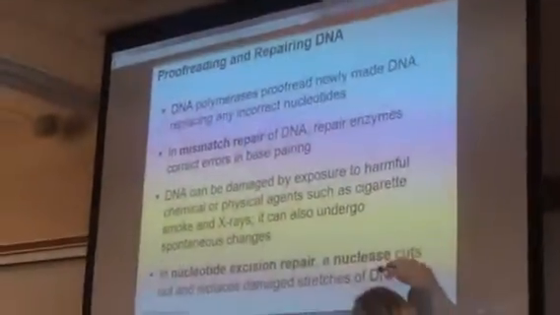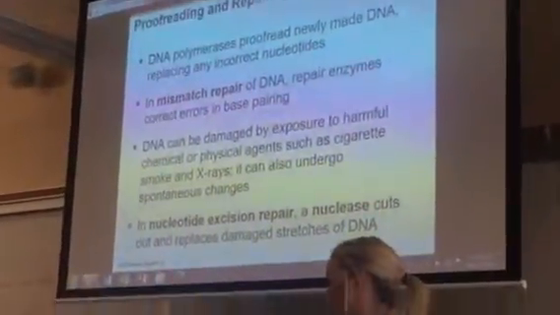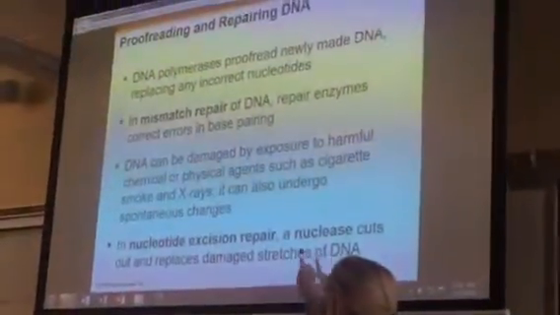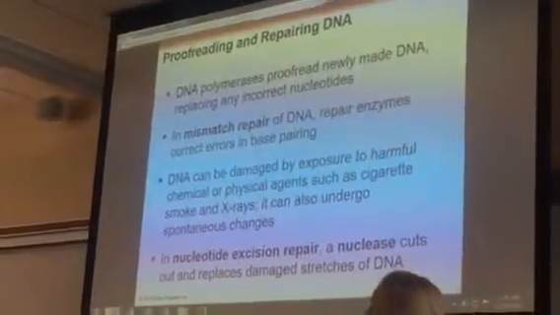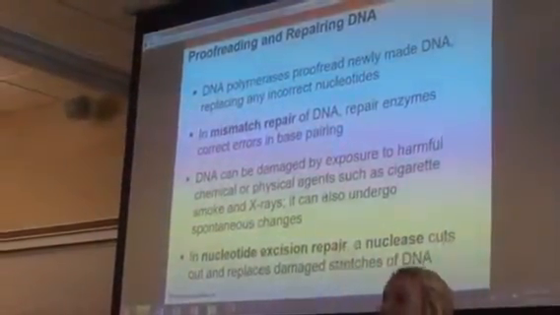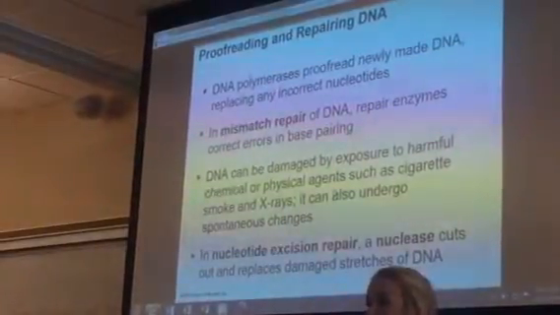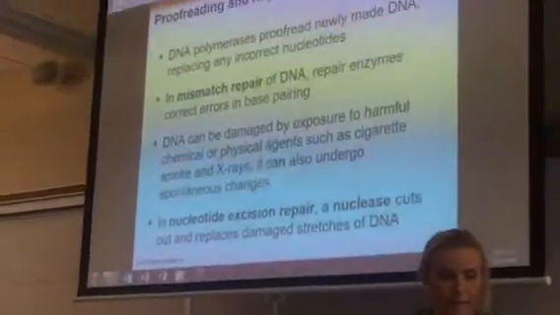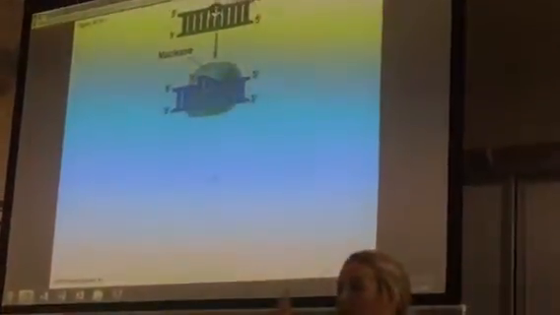So that process, when we find that there's damage that's been caused by some type of chemical or physical agent and we want to fix it, is called nucleotide excision repair. We have another enzyme called nuclease. It's going to come in and remove the damaged nucleotides, and then DNA polymerase can go in and put the correct nucleotides back in sequence. And here's just a little image looking at that.